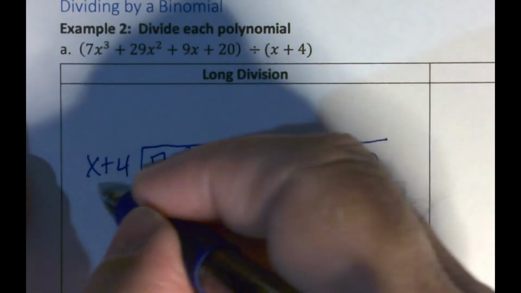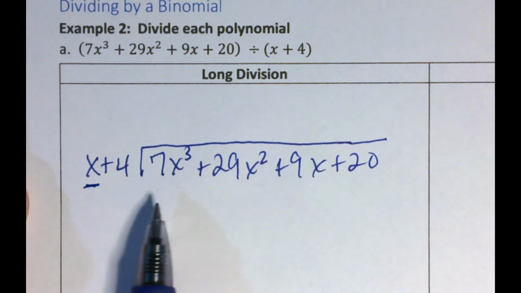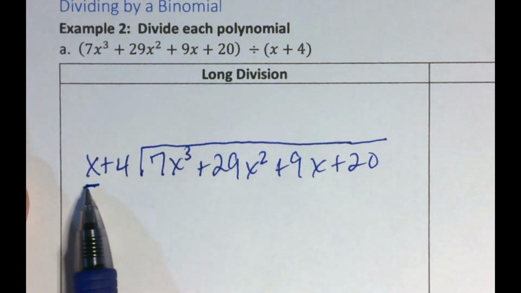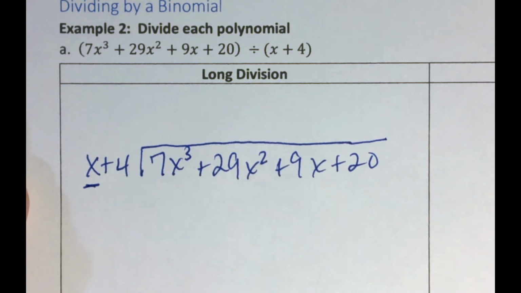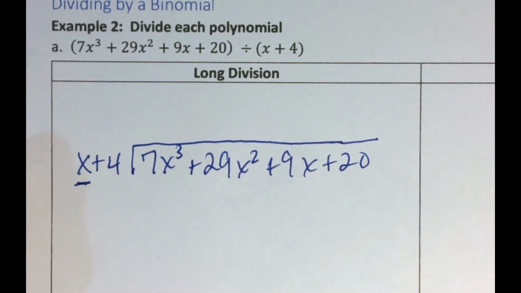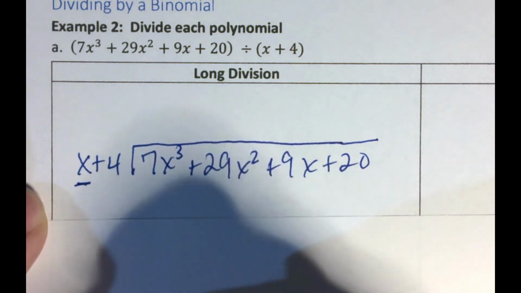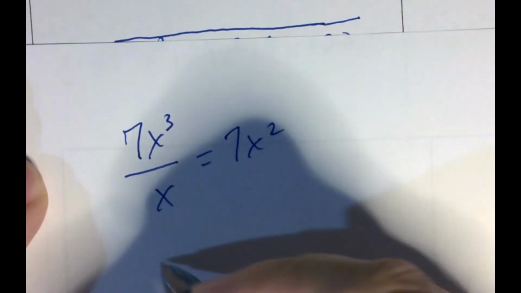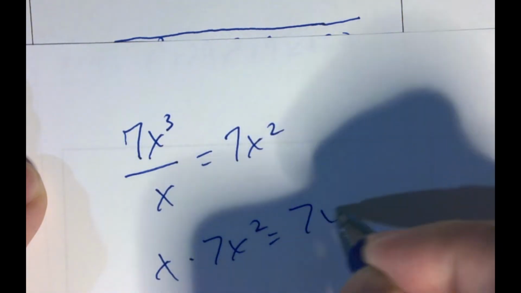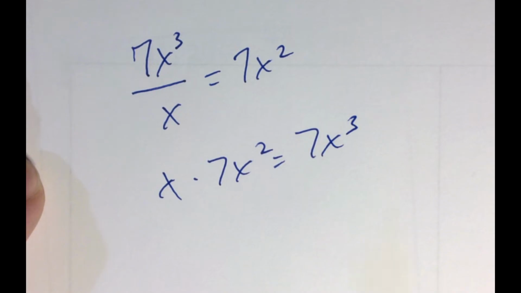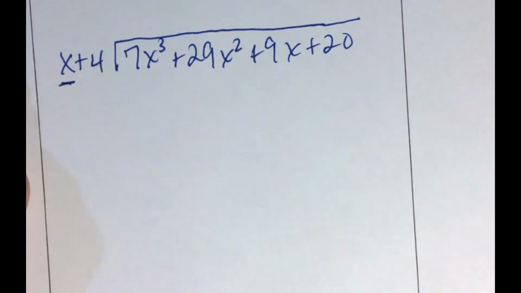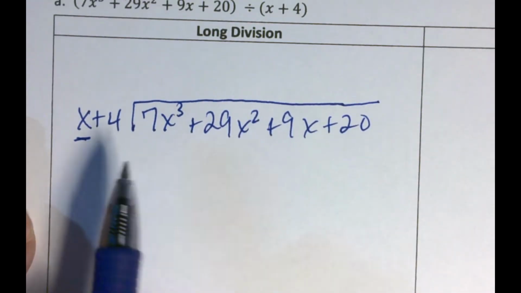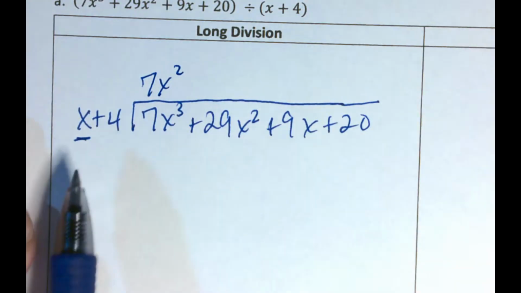Now, here's the next step. You're going to just compare the first term over here to the first term over here. So x times what is 7x cubed? You can think of it this way: previous lessons had monomial division. So you can just do 7x cubed divided by x. That's 7x squared. So if you multiply x times 7x squared, you get 7x cubed, right? You add the exponents. So it's x times 7x squared that gives me 7x cubed.